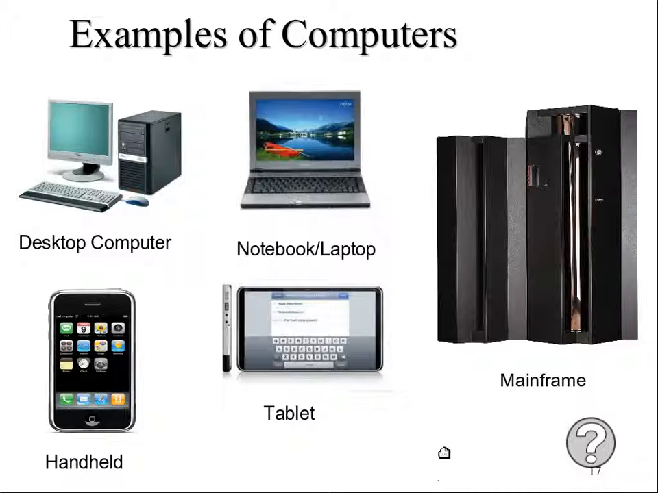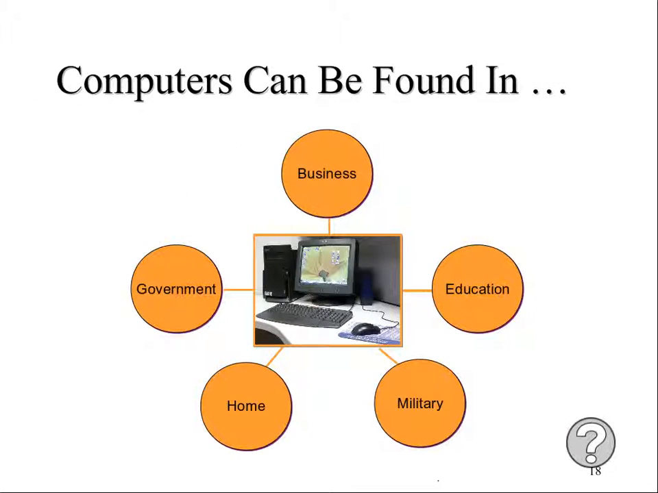So there are many things besides what we normally think of as computers that are actually computers. For example, your cell phone, appliances. There's computers in your car. There's computers in toys. You would be surprised at the places that you'll find computers. In fact, computers can be found almost everywhere, in business, in government, in your home, in education and military. There are computers found just about everywhere.